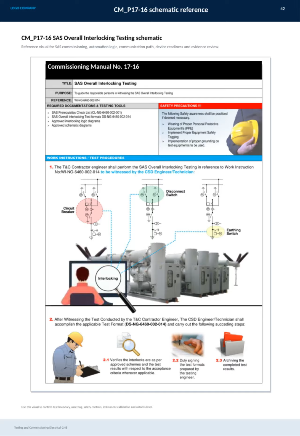Here we have the overall interlocking testing schematic for the SAS system, referenced as CM_P17-16. This visual is essential for the commissioning process, as it highlights key aspects like automation logic, communication pathways, and device readiness. Use it as a guide to confirm your test boundaries, verify asset tags, and ensure all safety controls and instrument calibrations are properly in place. Additionally, it helps in reviewing witness levels to maintain compliance throughout the testing and commissioning of the electrical grid.